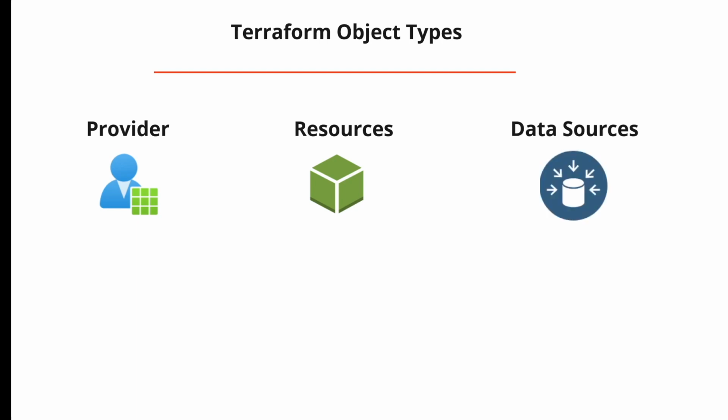The third one is data source, which is a way to query information from the provider. So you are not creating anything, you are just simply asking about the information that you may want to use in your config. Just like the resources, data sources are also associated with the provider, and a data source could be a current list of availability zones in a region, let's say, or it can be an AMI to use for your EC2 instance, etc.